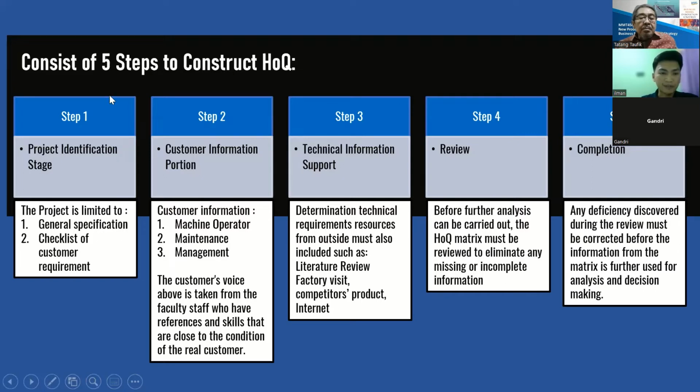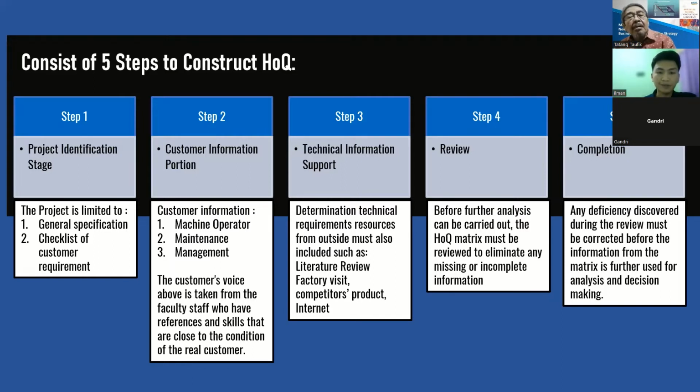Step 3 is technical information support. The technical information support is also determination of technical requirement research from outside. They also consider the literature review, factory visit, competitors and competitor products, and the internet as technical information support.